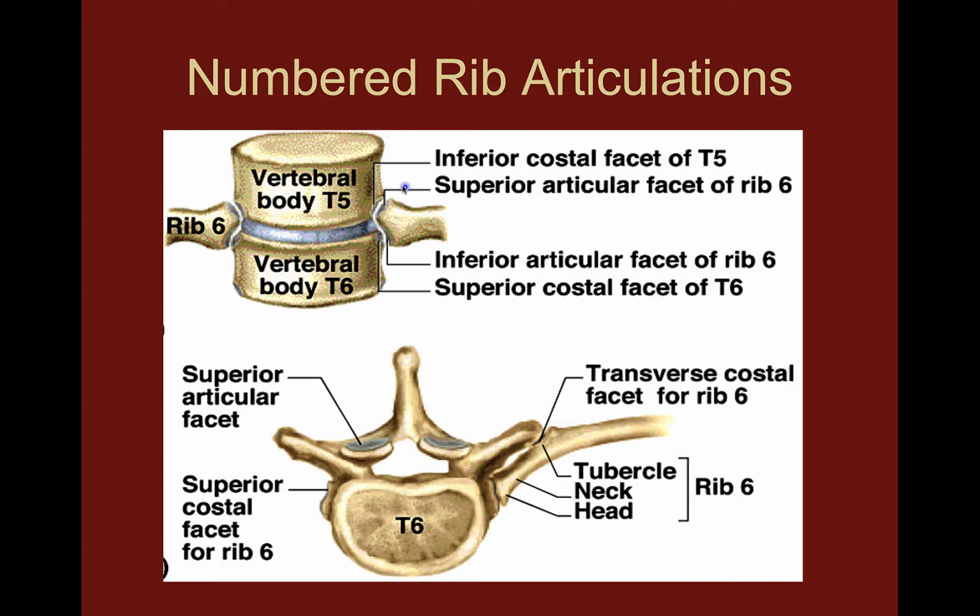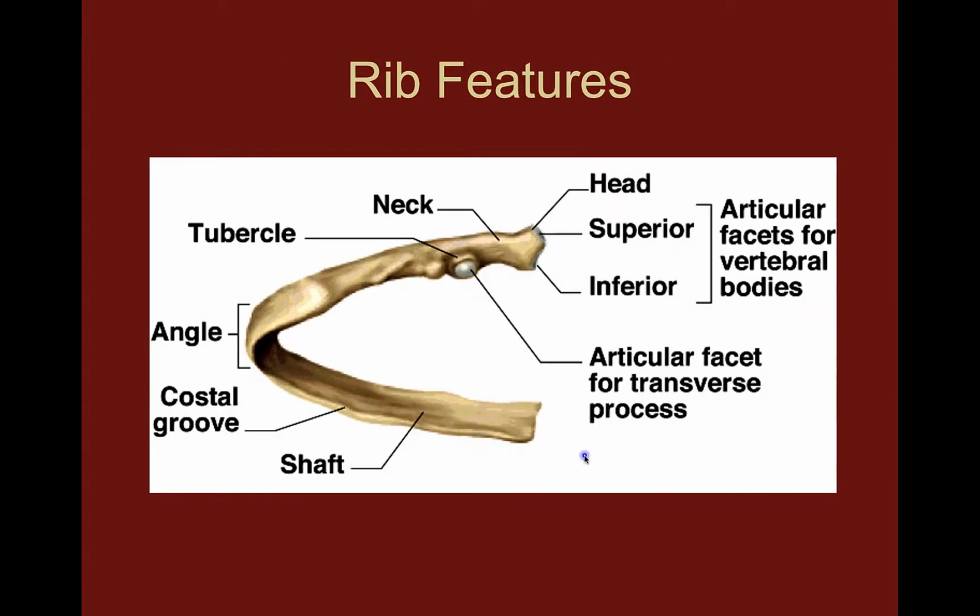So this gets really messy with all this terminology. Now looking superiorly, we can see again that our transverse costal facet for rib 6 here is actually joining to T6. So this is where it gets its T6 or rib 6 name. Here's a review of some of those rib features. Please be sure to use this to help you identify a rib in lab.